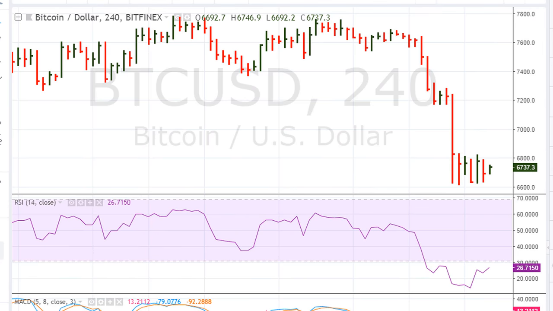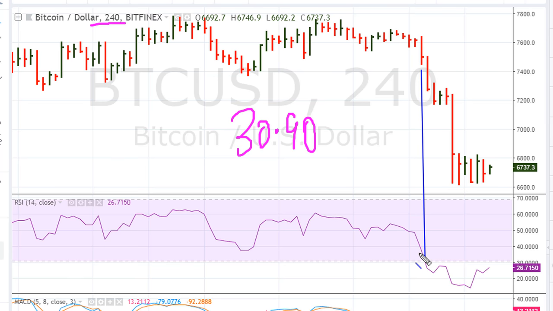We have a good example of what happens when a stock moves below 30.9 on the RSI. For example, here we can see that this is a 4-hourly chart for Bitcoin, and we can see that it dropped here. Right here is where it moved below RSI 30.9. And as a consequence of breaking below 30.9, we see a huge drop after that.